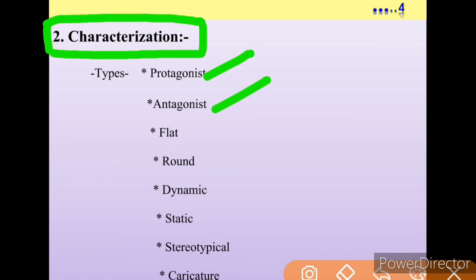The protagonist is the main character. It is not safe to call him the hero because the main character is not always heroic. He or she is the person with which the story is most concerned. The whole story is woven around the protagonist.